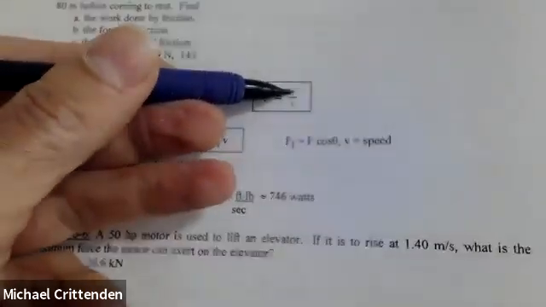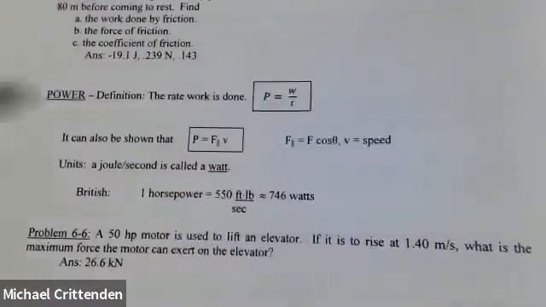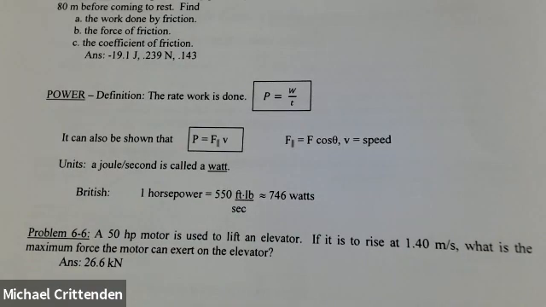Work is measured in joules, time is measured in seconds. A joule per second is called a watt, after James Watt, who didn't exactly invent the steam engine, but played a really important role in developing it anyhow.